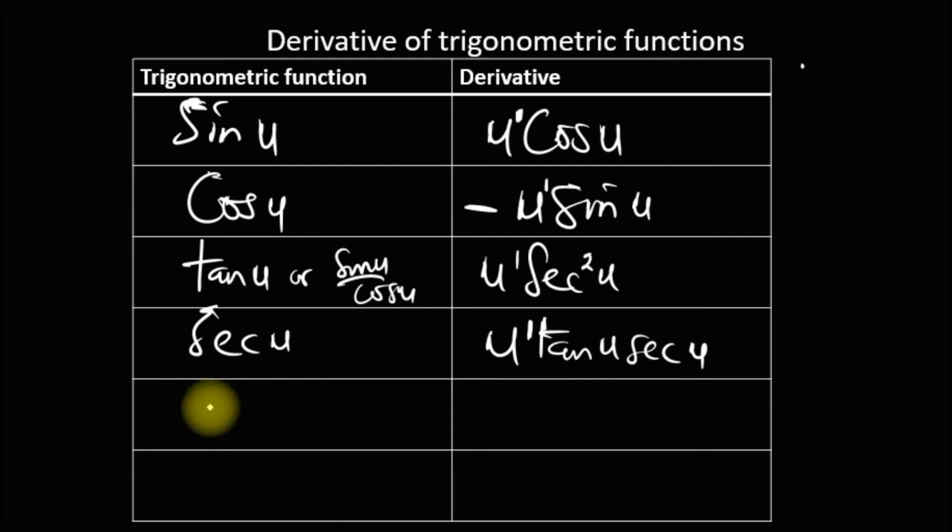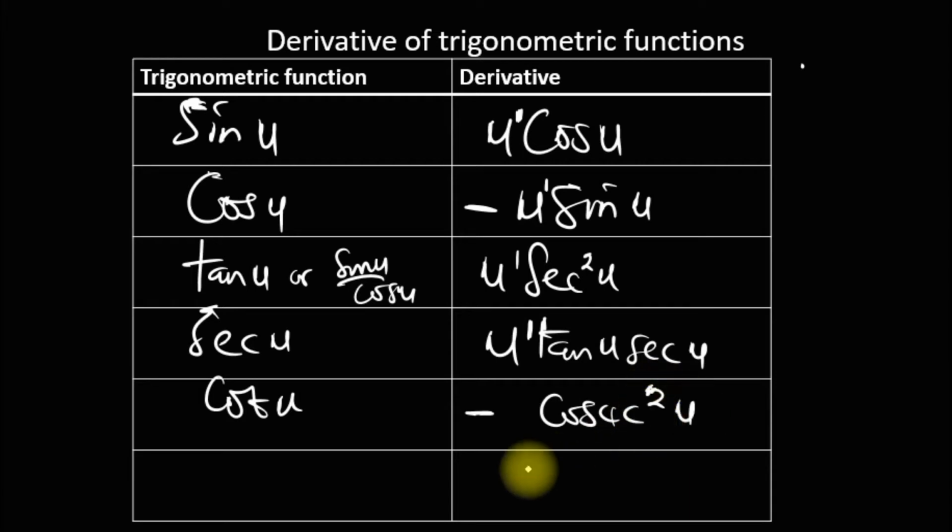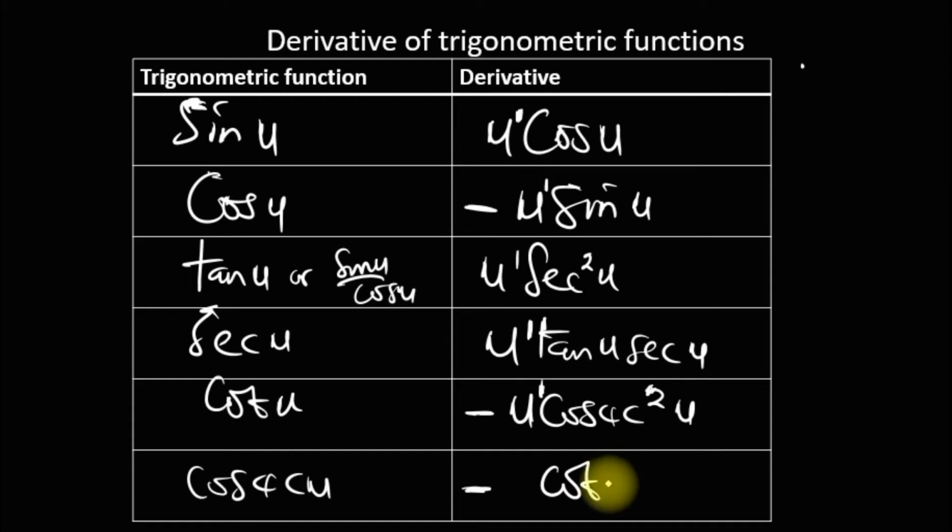So again, if you are asked to differentiate cot, that's 1 over tan or cos over sine, the derivative is minus cosec squared. So after you add u prime, the derivative of u. So finally, if you're asked to differentiate cosec u, the answer is minus cot u cosec u. So after you add u prime. So with this, we can solve questions involving trig, that's differentiation of trig functions.